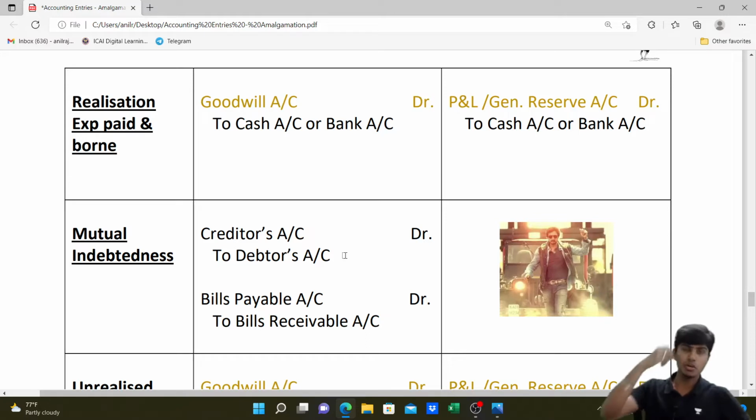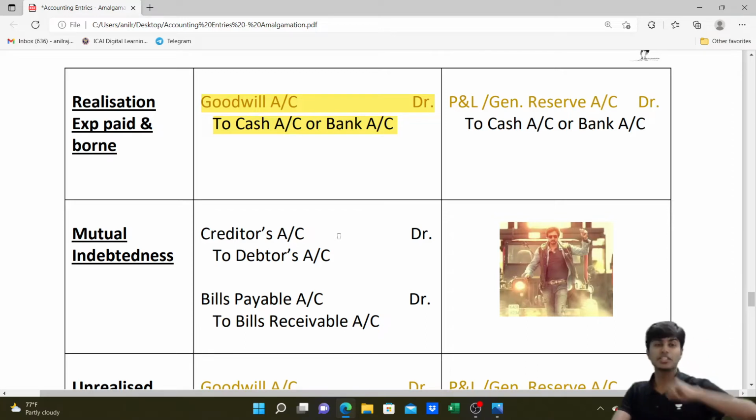In the transferee's books, because this expense is paid, we would have to credit bank account, and the debit will be given to goodwill. Why? We are not receiving anything. So under the purchase method, the entry for realization expenses of transferor paid by transferee will be goodwill account debit to cash or bank account. This is under the purchase method.